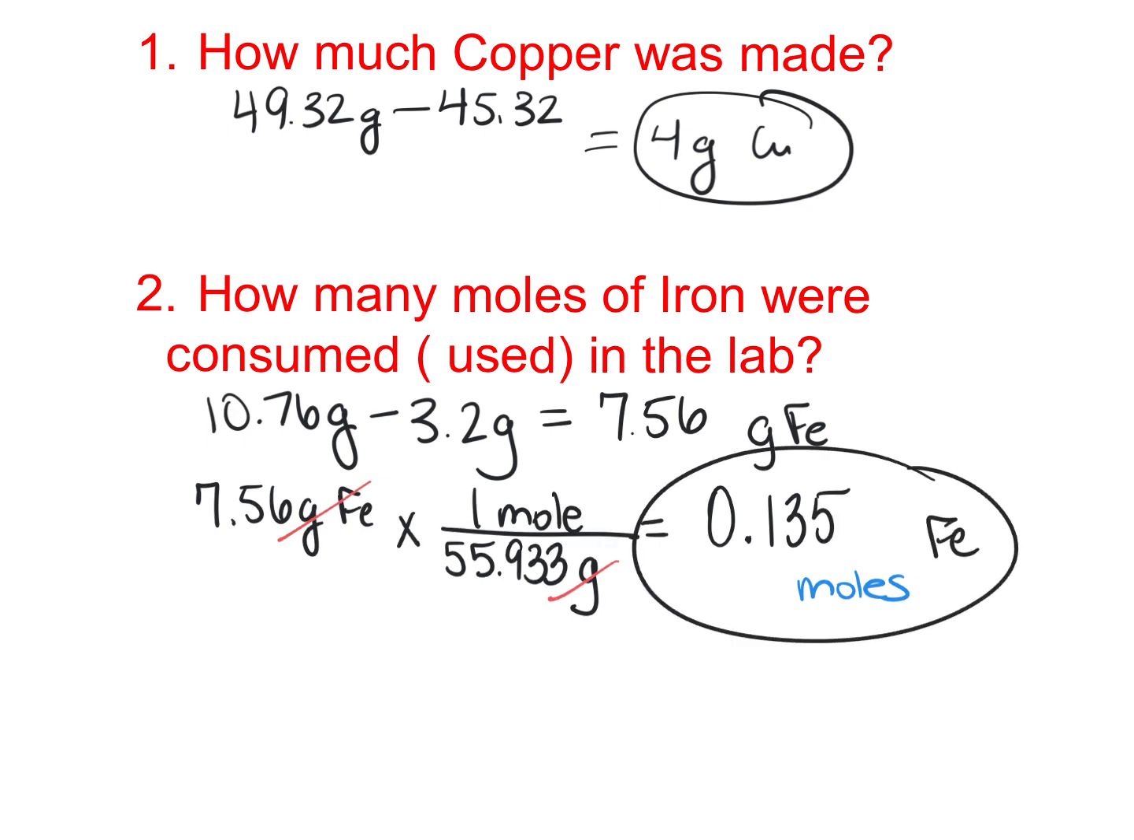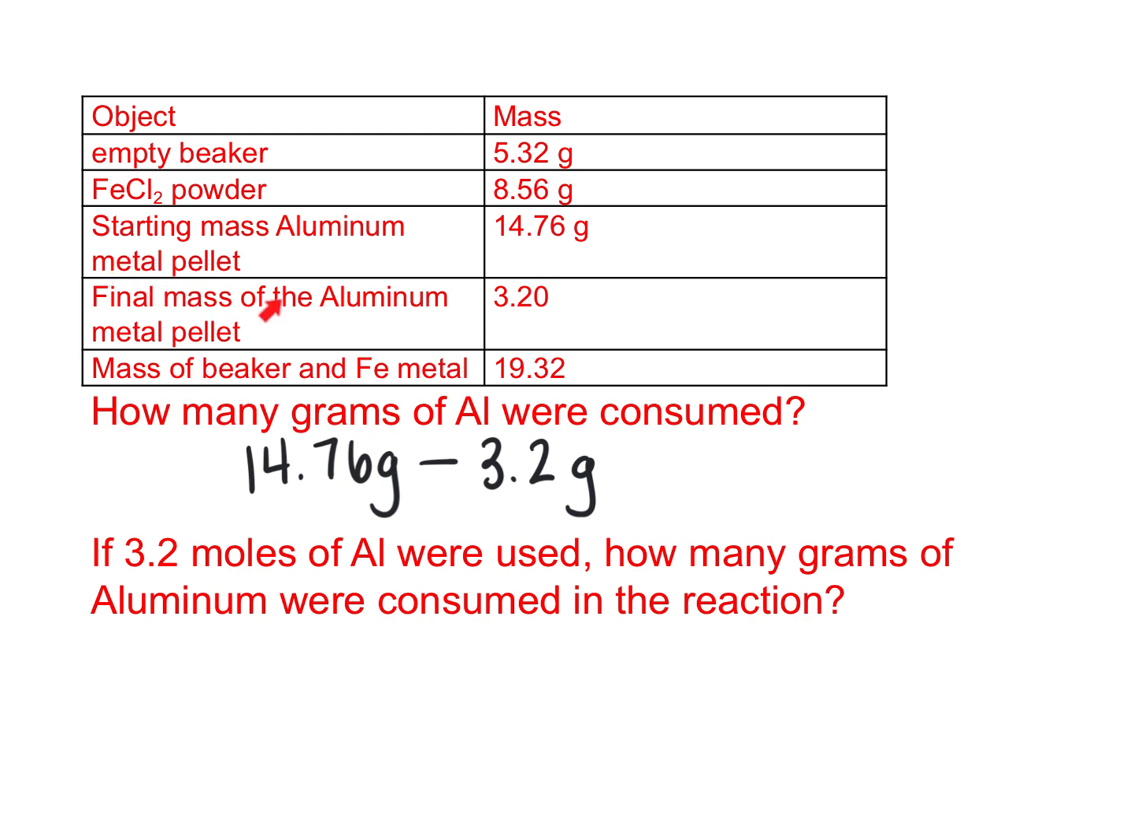So if I look at the data table, I want to know how much aluminum was consumed. I can see the starting mass of aluminum was 14.76 grams. So that's how much I started with. I'm going to subtract what I ended with so that then that will tell me how much was used in the reaction. So we get 11.56 grams of aluminum.